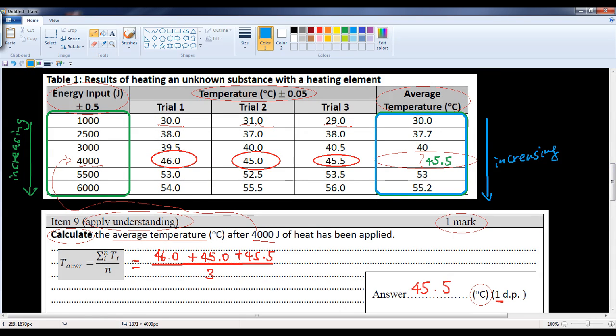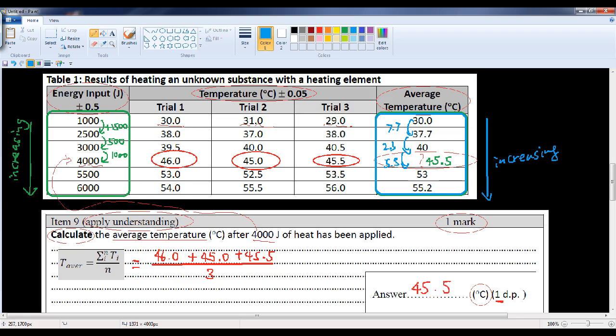Let's see. Each time the energy is increased by, I need to use the color, increased by 1,500, and then here's 500, right? That's 1,000. And then you see the change in temperature. The change in temperature here is around 7.7, and here is just 2.3, and then from here is 5.5.